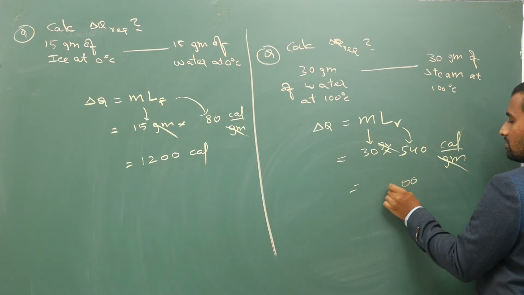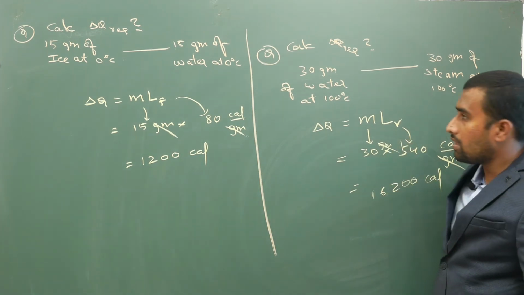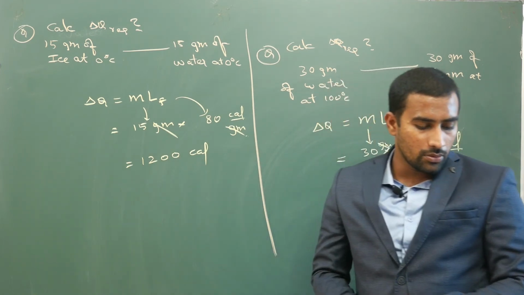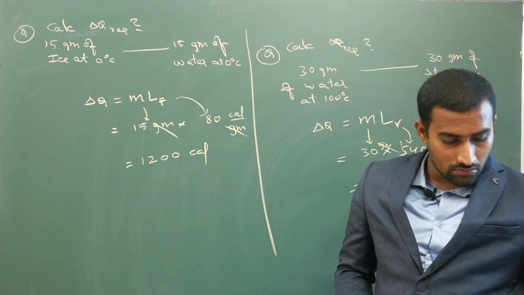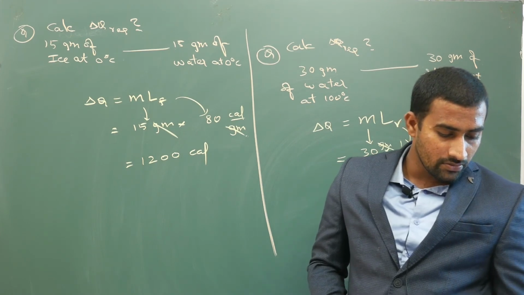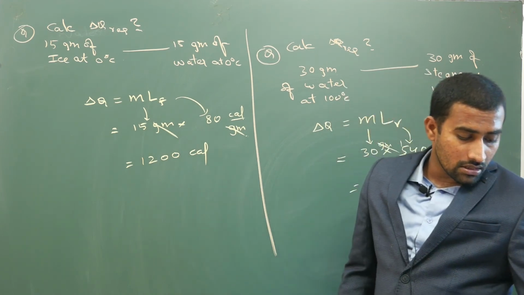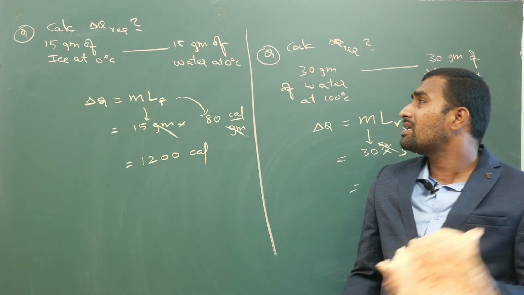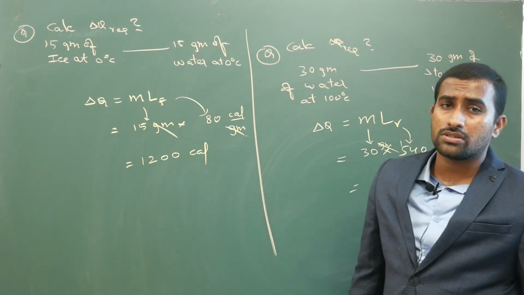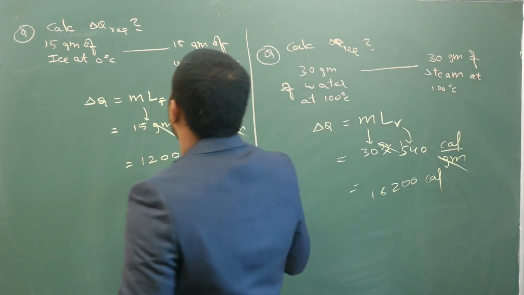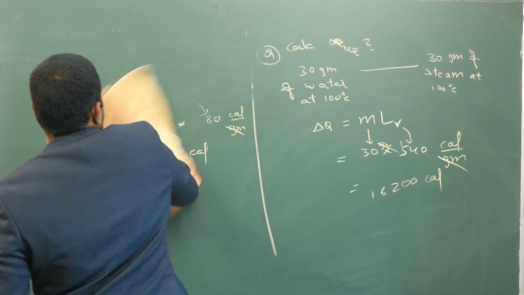0, 0, 3 4s are 12, 1, 15 plus 1, 16, so 16,200 calories. So like this you will be able to calculate heat energy required when your body's state is changing from one place to other place. Right now with this your basic introduction is done. Now based on this, one more example we will see, and then we will stop this lecture for today.